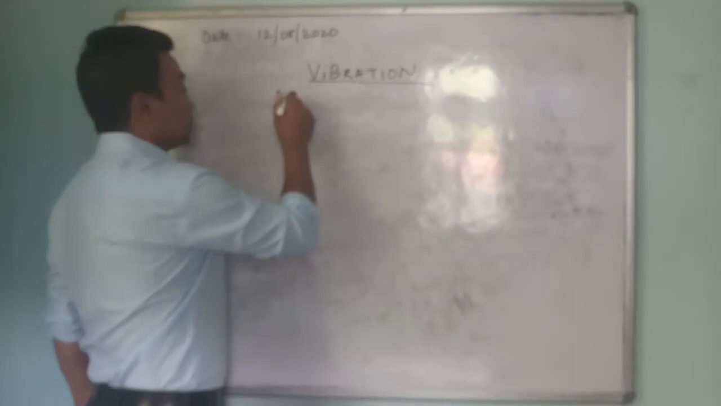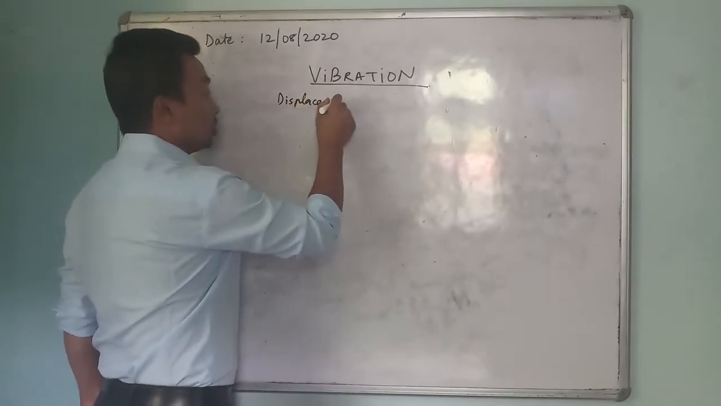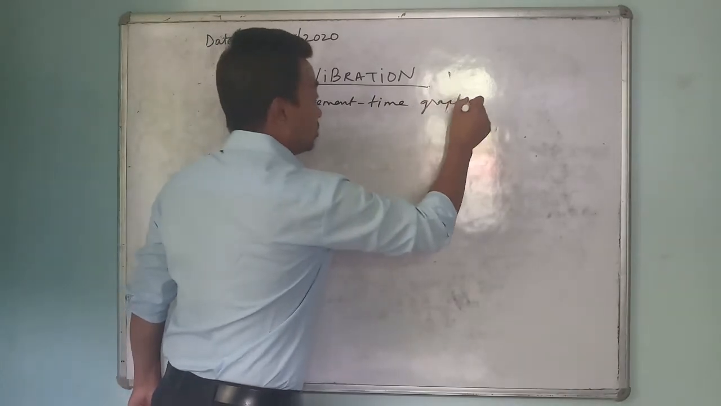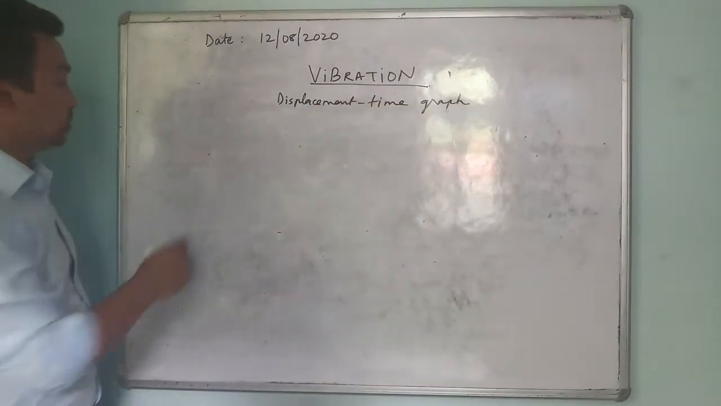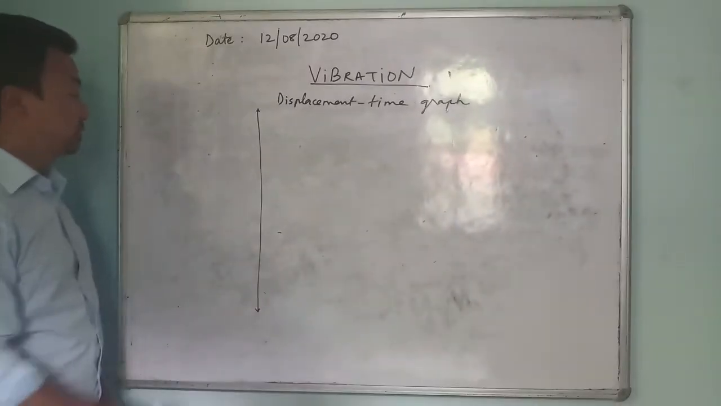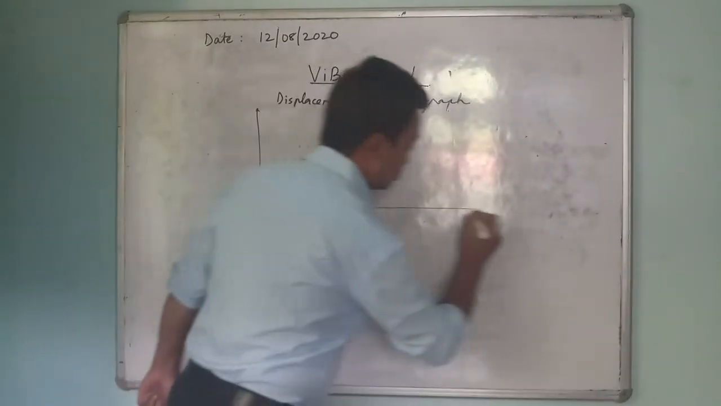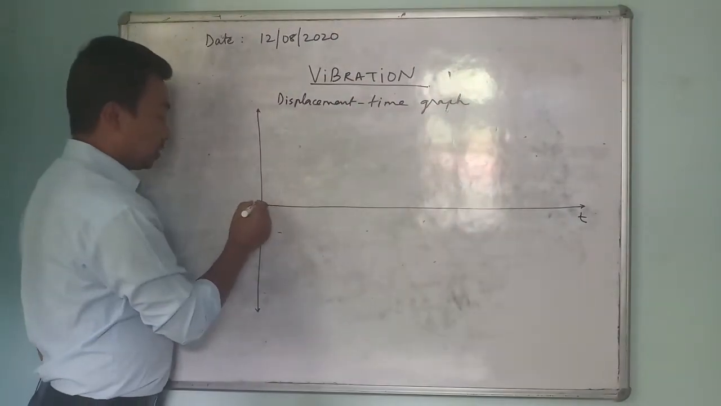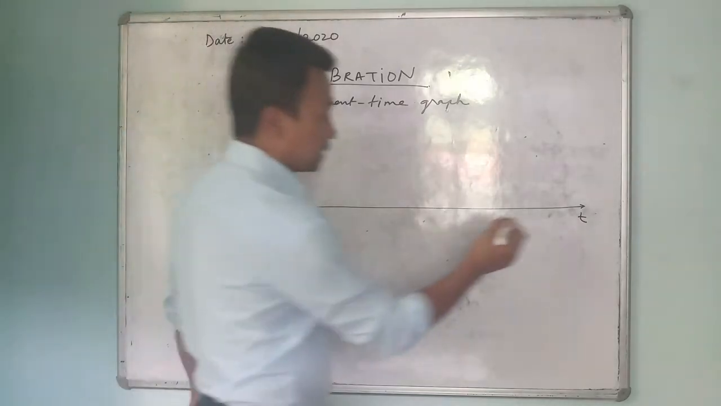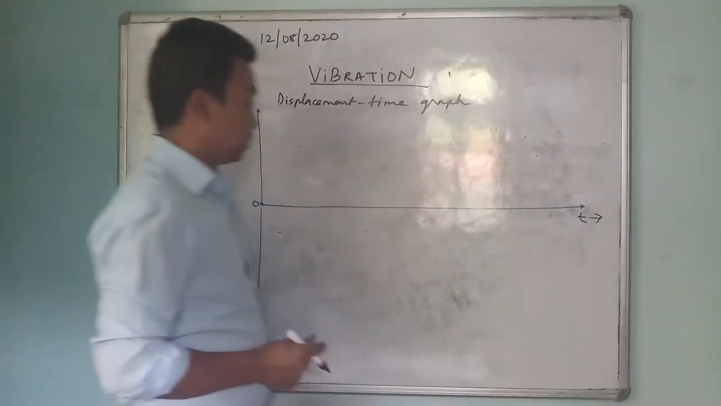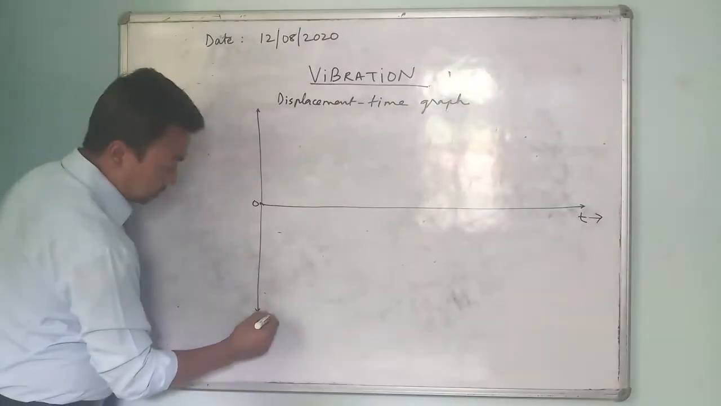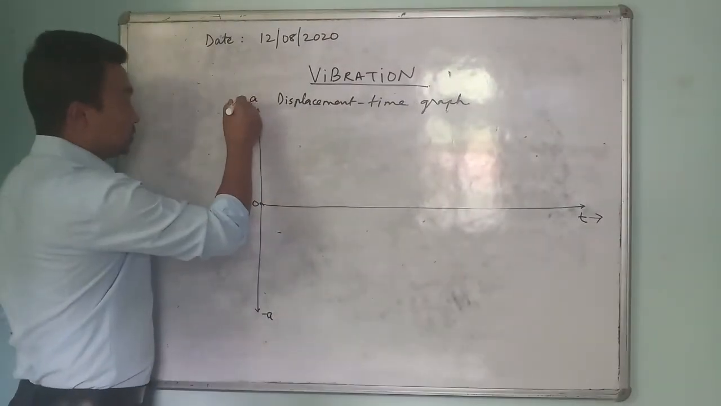Displacement time graph of a natural vibration. So let me draw one graph here. I'm doing it freehand. You need to do it with a pencil and a ruler. This horizontal line or the x-axis represents the time, the timeline, and this vertical line represents the displacement starting from negative to the positive.